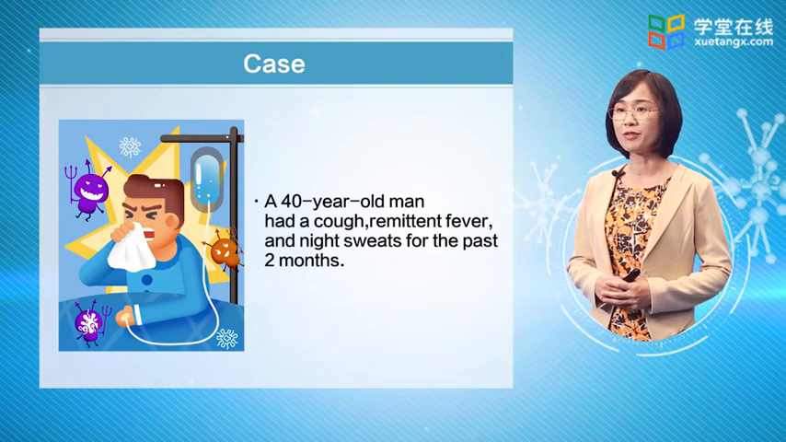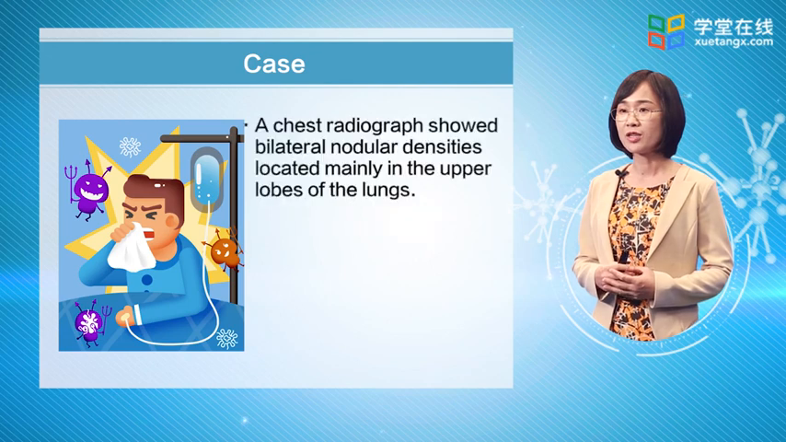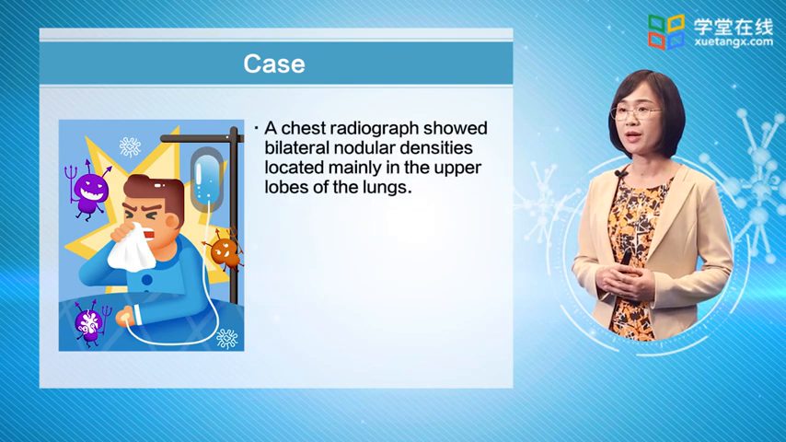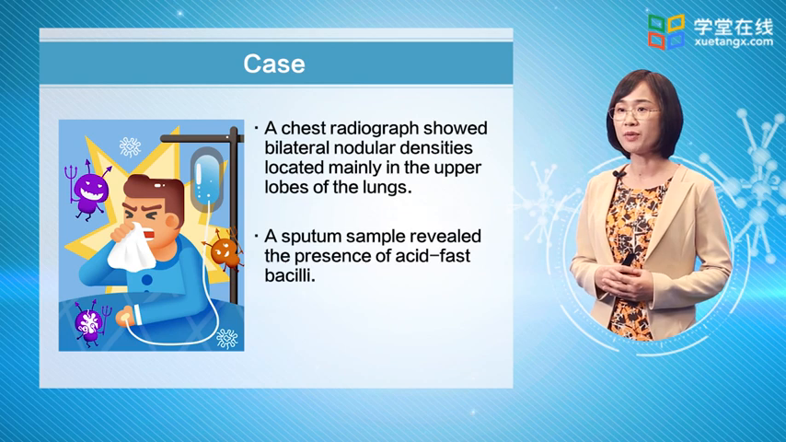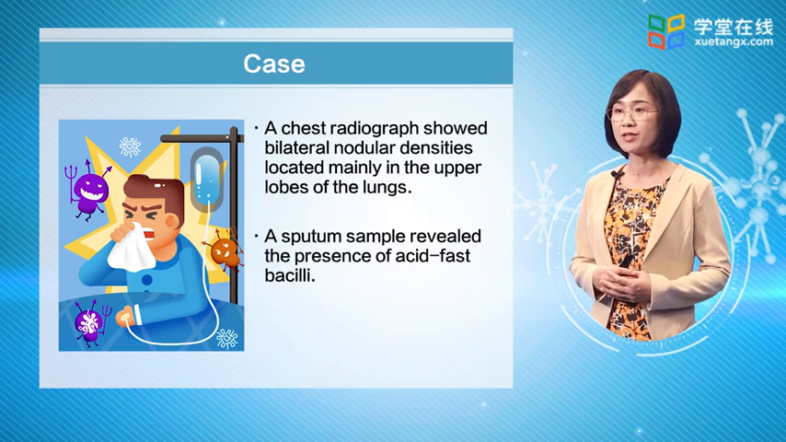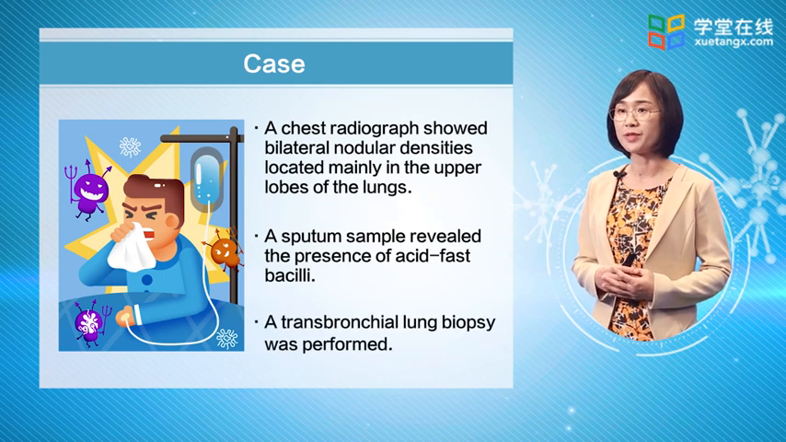A 40-year-old man had a cough, remittent fever, and light sweats for 2 months. A chest radiograph showed bilateral nodular densities located mainly in the upper lobes of the lungs. A sputum sample revealed the presence of acid-fast bacilli. A transbronchial lung biopsy was performed.